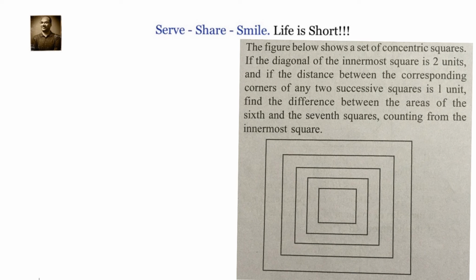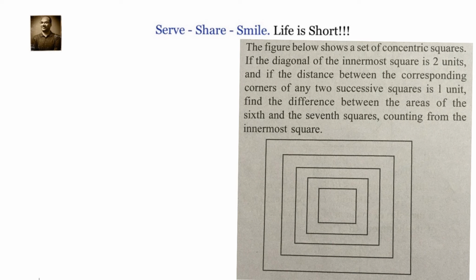They haven't given the 6th and 7th here. We have A1, A2, A3, A4, A5. Up to 5 they have given, but you can expand the diagram and you can see the same pattern is followed. Now we have to find out A7 minus A6.